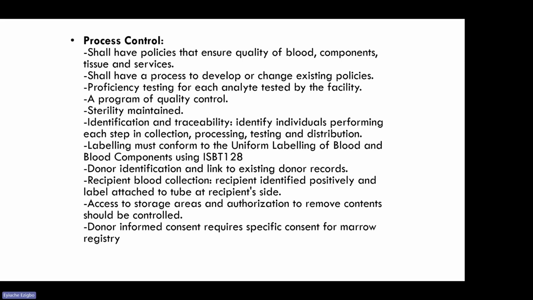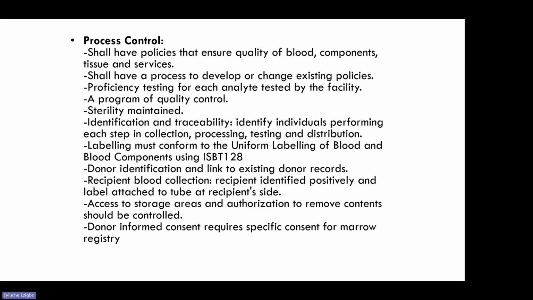So each of these steps of process in identification and tracing any particular units of blood has to be thoroughly guided. All the personnel and every person involved in that pathway must be identified at each step. Who is collecting the blood, who is processing it, who is doing what, must be clearly stated. Labeling must conform to the uniform labeling of blood and blood components using the ISBT 128 protocol. So donor identification and link to existing donor records.